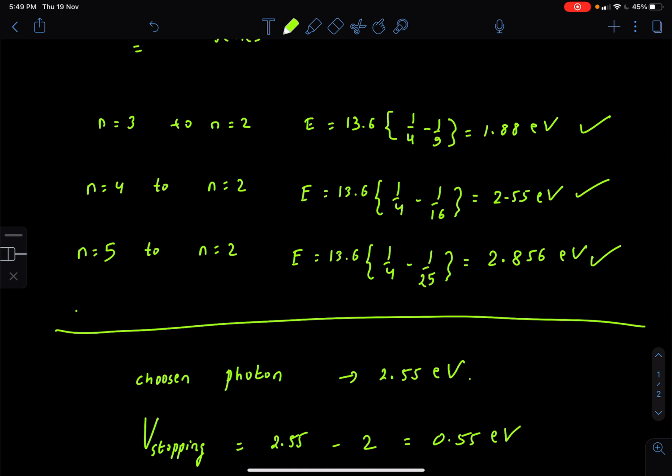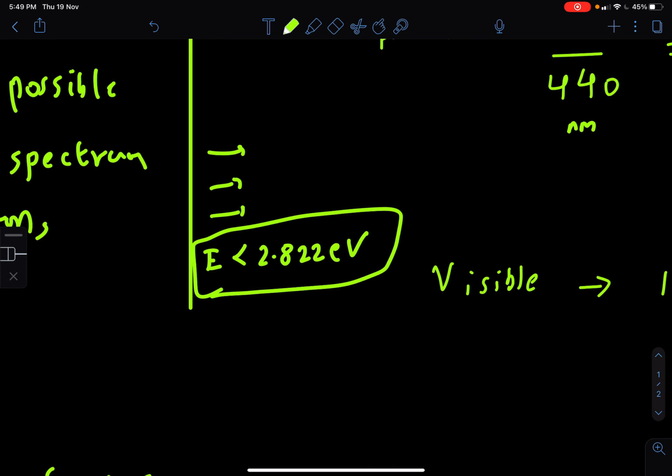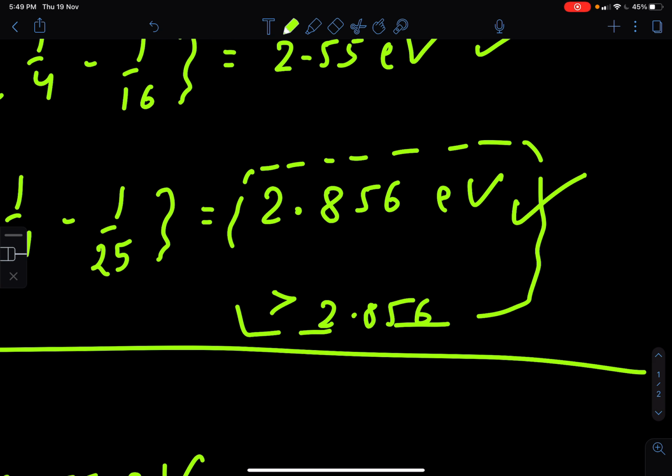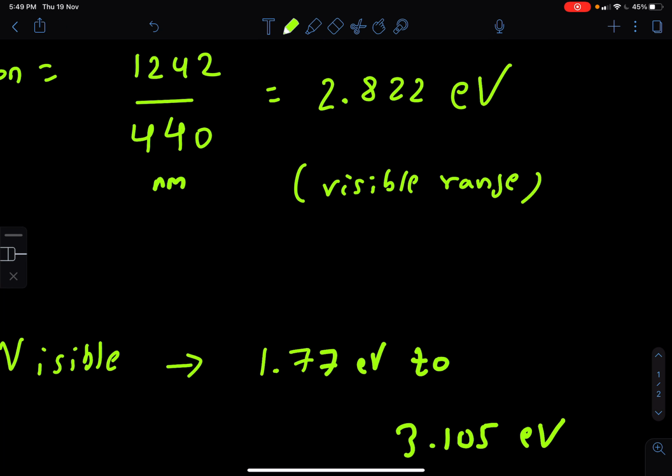And as you keep on increasing the n, the energy will be greater than 2.856. In fact, from 5 to 2 only you get 2.856. So 6 to 2 it will be greater than 2.856. But these are not useful, because these energies will be blocked by the filter. Why? Because these energies are greater than 2.822. So greater than 2.822 means this is not allowed.